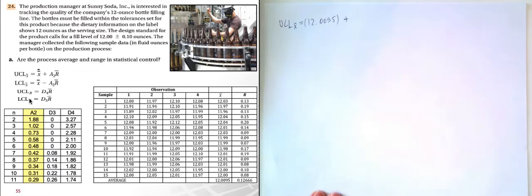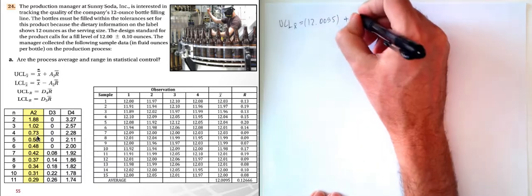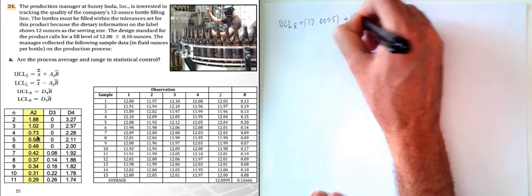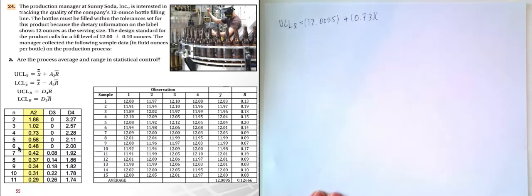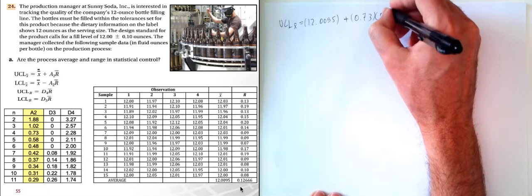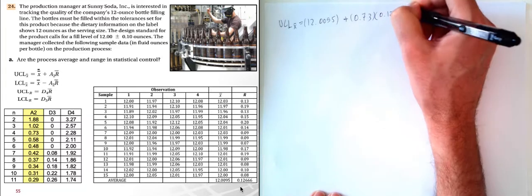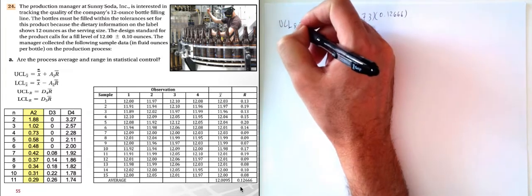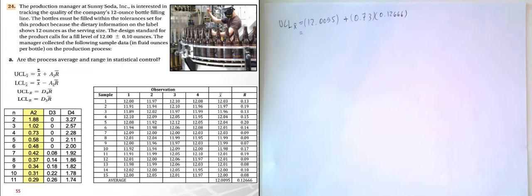A2, so now I need to take a look at the table, and to take a look at the table I need to find N, right? So N is the number of observations in each sample. So I have 1, 2, 3, 4 observations in each sample. N equals 4. A2 equals 0.73. So 0.73 times R bar. Okay, so R bar is here, 0.12666. And this is the formula for the upper control limits.